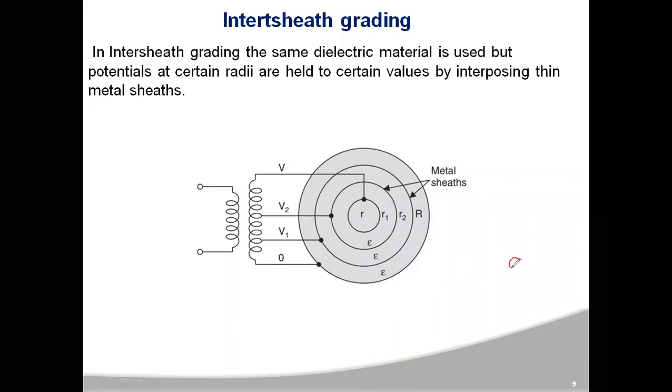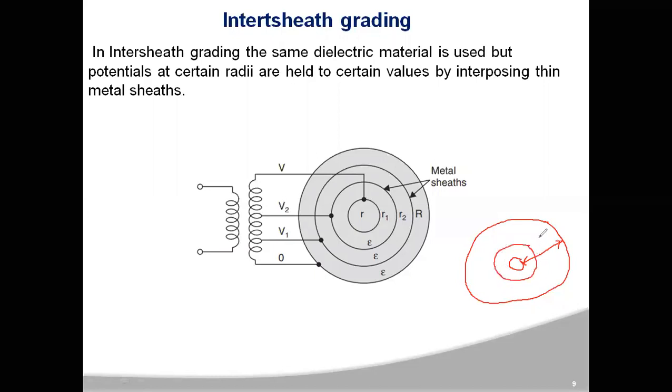Suppose you consider a conductor, and generally you will be having only one layer. So this is your insulating material. The material you are not going to change, but between your conductor and metallic sheath, you are going to use intersheaths, one or two intersheaths. Okay, these are the intersheaths, and these intersheaths will be maintained at some voltage by using one external potential transformer. You can maintain the voltage.